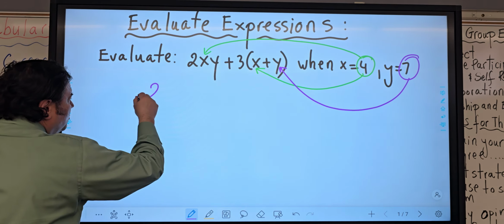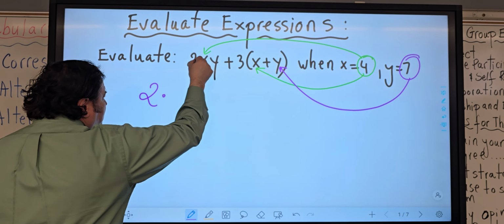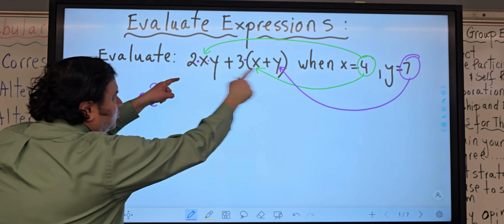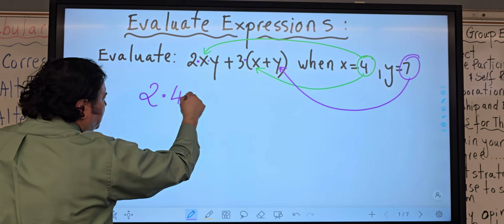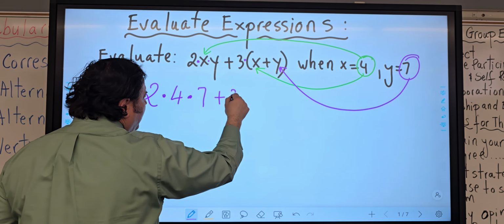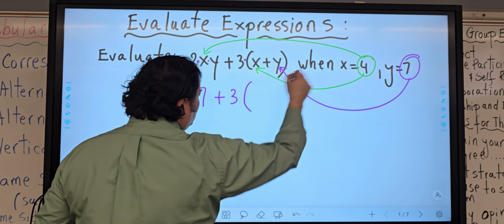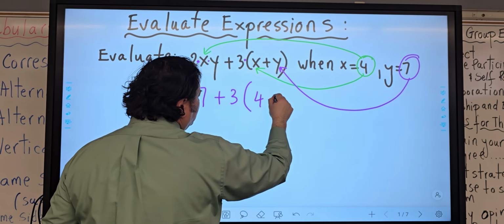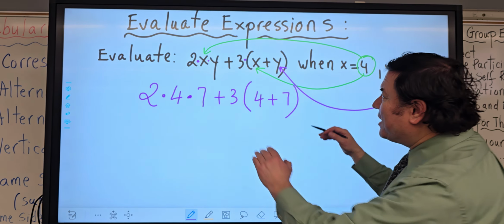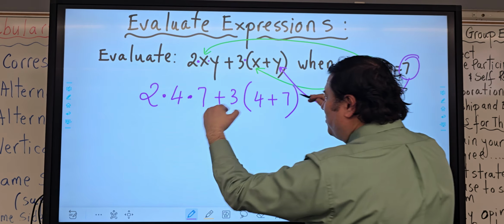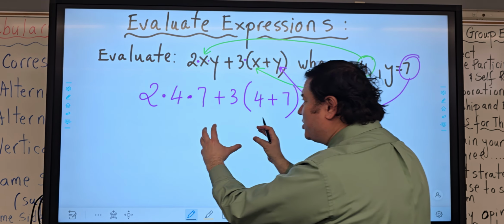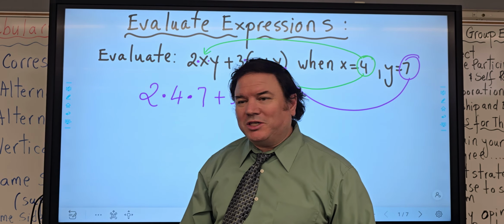So we have 2 times, remember this is times between x and y and between 3 and the parenthesis. So instead of x, we are going to put 4 times, instead of y, we are going to put 7, plus 3, parenthesis, instead of x, we are going to put 4, and instead of y, we are going to put 7, plus 7. Okay? So as you see, we got rid of all the variables. And now we just have numbers. And we are going to combine and solve this expression.